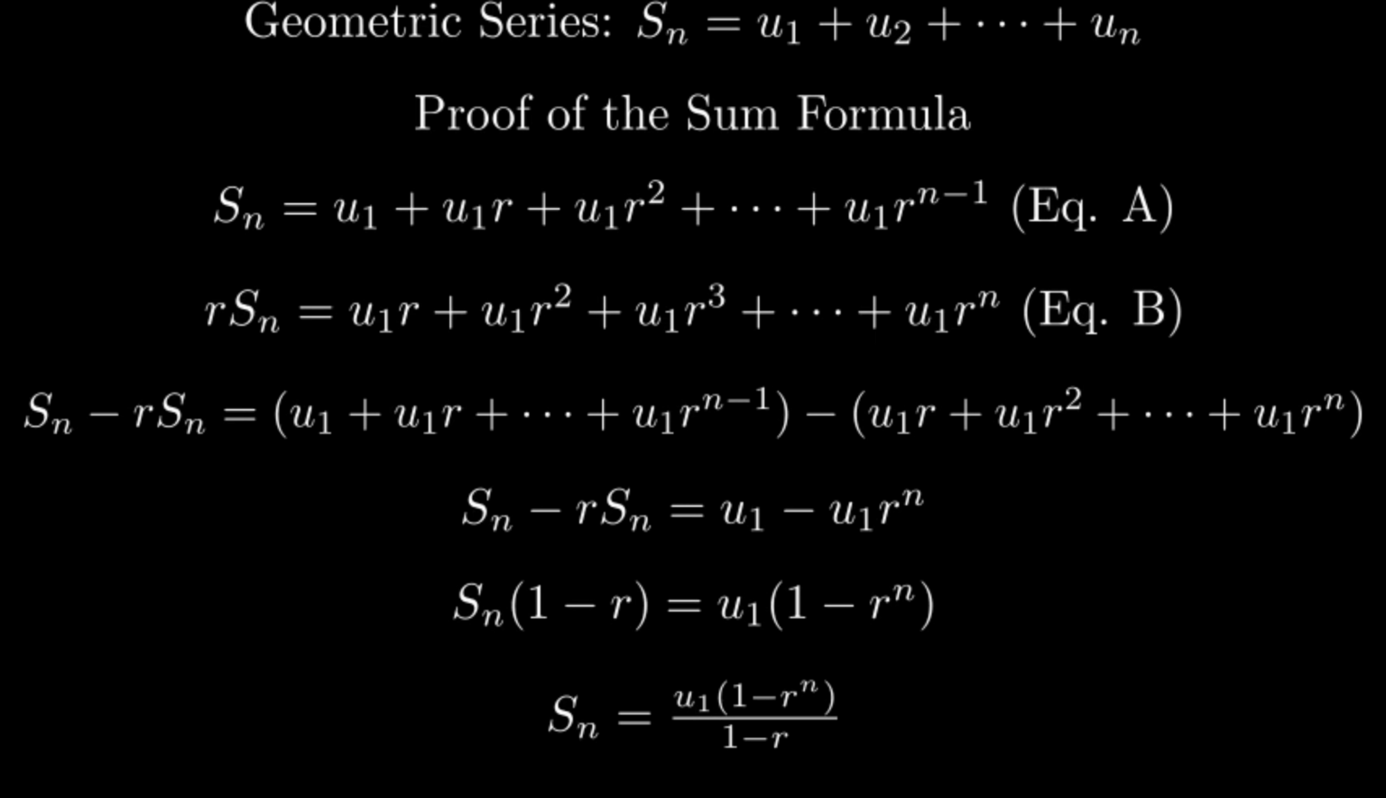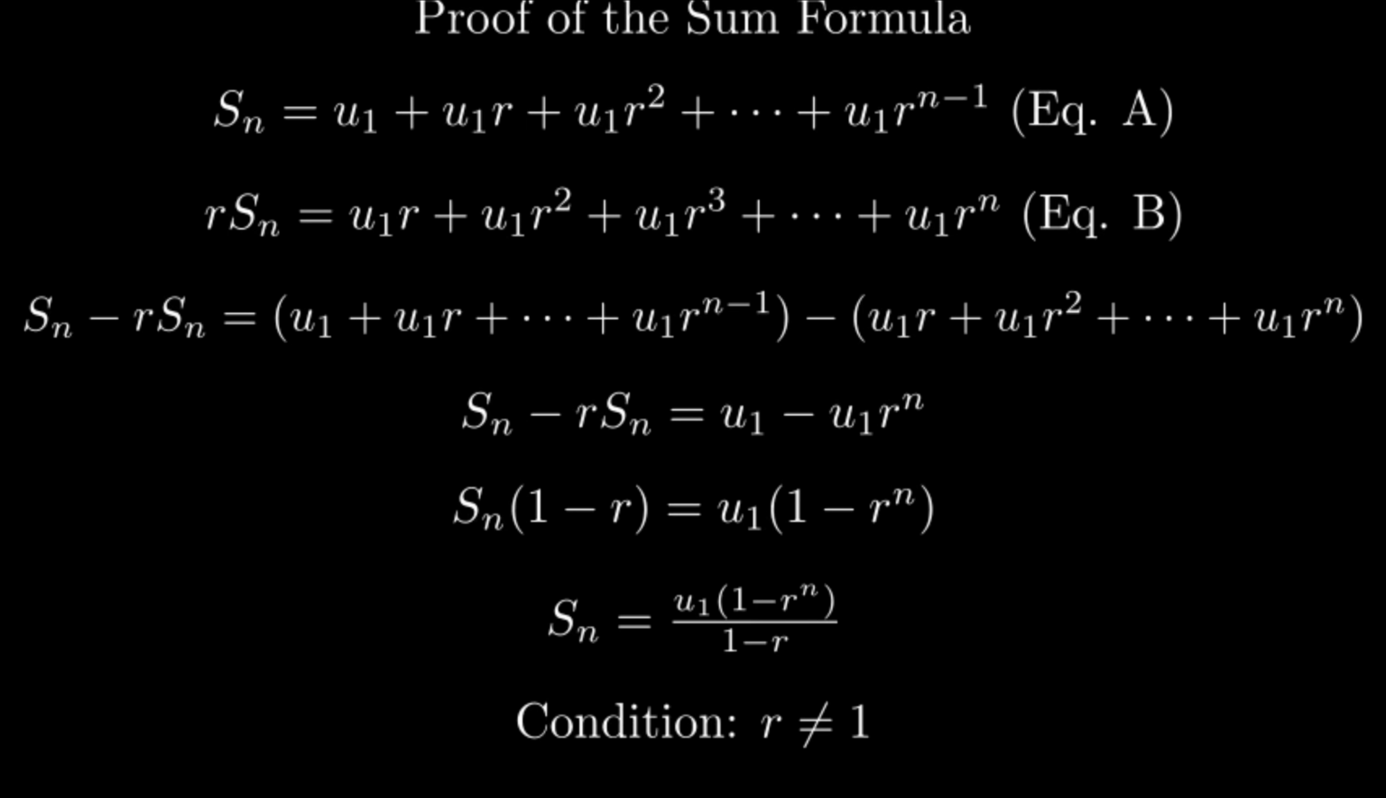Now take a moment to think. At what point in this proof did we make an assumption? It was in that last step. We can only divide by 1 minus r if it's not 0. This means the formula is only valid if the common ratio r is not equal to 1. This is a very important condition.